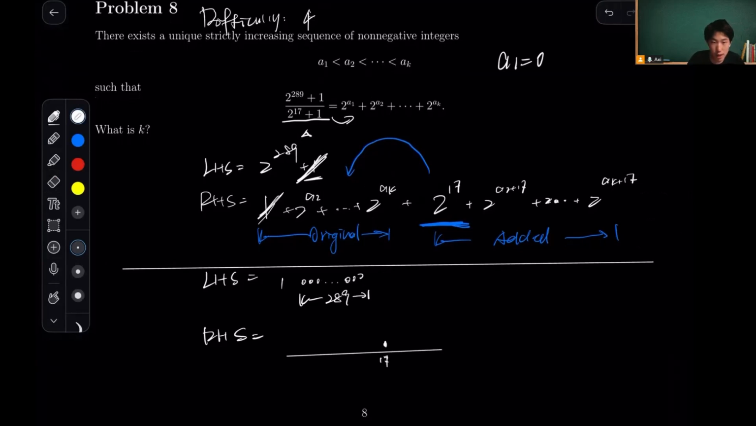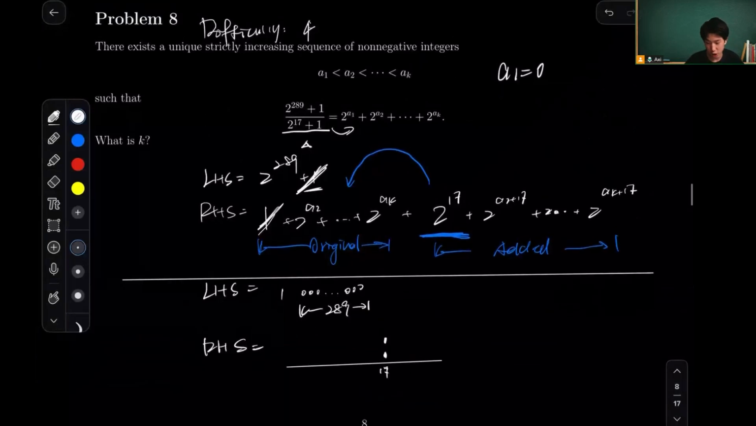First of all, there is no 1 at digit 17 of the left-hand side. That means carrying must have existed. So here there must be a 1 also on the 17th digit.